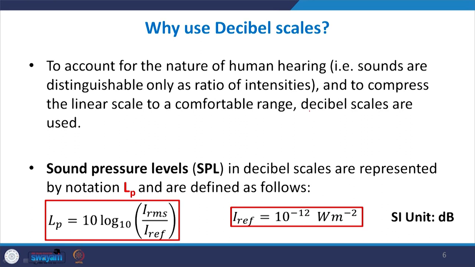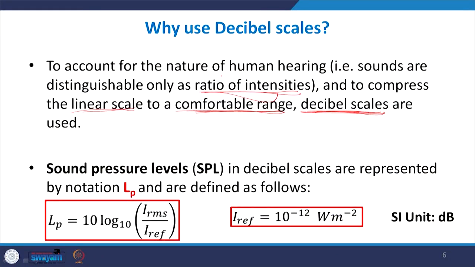So a reason for using a logarithmic scale is to compress the scale and make it more comfortable to handle. That is how decibel scales are introduced. It compresses the linear scales by using this logarithmic value, and converts them into a comfortable range. And moreover, in the way the decibel value is calculated, only the ratio of intensities is taken into account, not the difference. So it doesn't take into account I1 minus I2, the difference, but rather it compares the sounds ratio-wise.